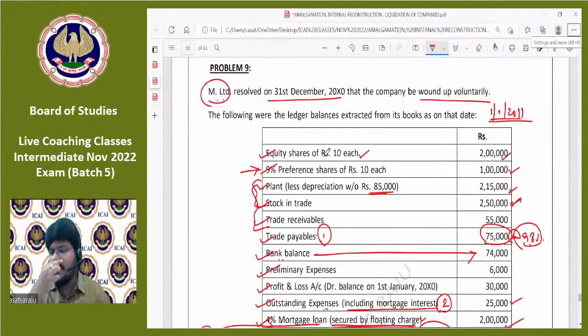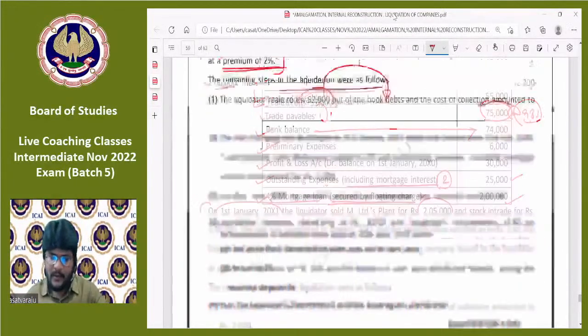Sir, just regarding the liquidator final statement, you need to read the question line by line. That is the only task you need to do. Otherwise, here there is no concept involved at all. From which party, which thing we are realizing? From which party, how much we are paying? In which order? That is more than enough. Hope all clear? Fine.